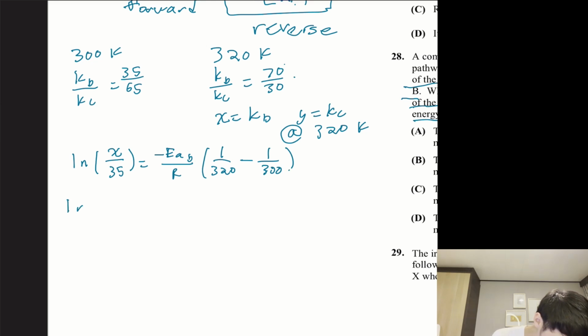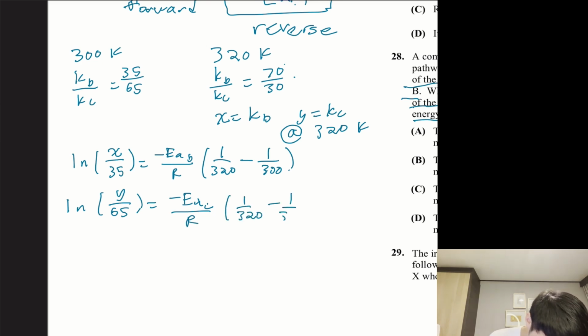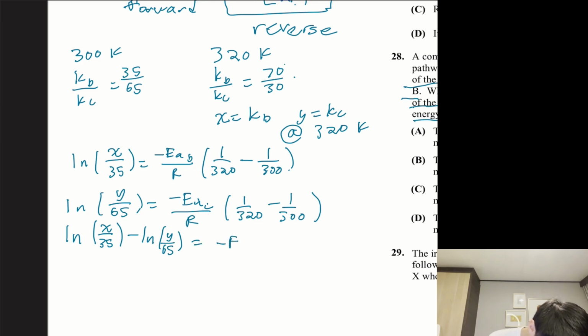And then for reaction C, we have natural log of y over 65 equals negative EA C over R times 1 over 320 minus 1 over 300. Now what I'm going to do is subtract these two equations from each other, so that we can find a relationship between EAB and EAC, which is what this question is asking. So we're going to have natural log of x over 35 minus natural log of y over 65, and that's going to equal negative EAB plus EAC.